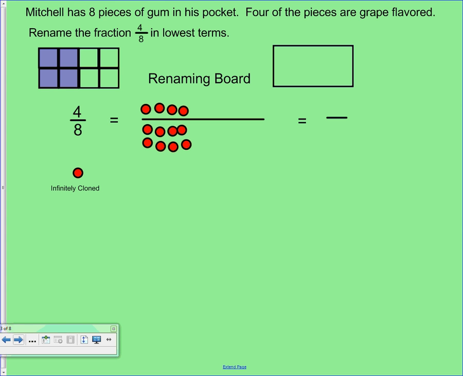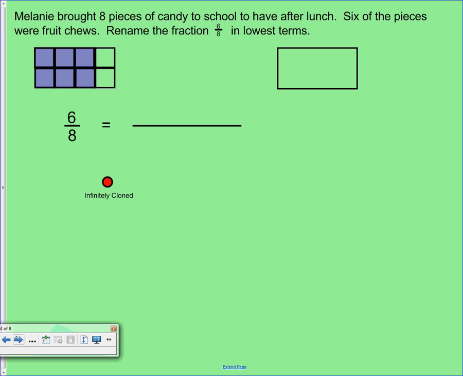So let's start with 4. Can I make a group of 4 on top? Yes, because there's 4. Can I make a group of 4 on bottom? In fact, I can make 2 of them. So how many groups of 4 did I make on top? I made 1 group of 4. How many groups of 4 did I make on bottom? I made 2 groups of 4. So our equivalent fraction, or 4/8 written in its simplest form, is 1/2. Let's take a look at another one.